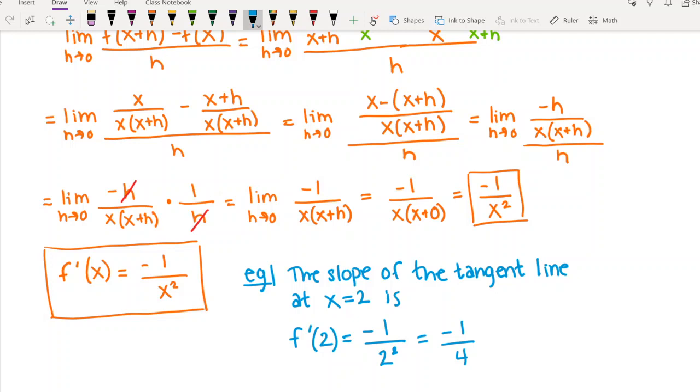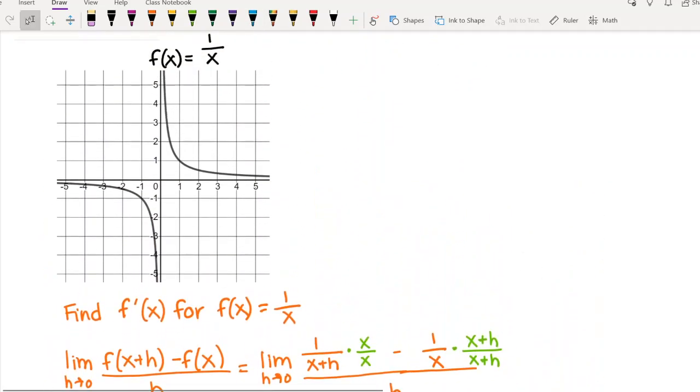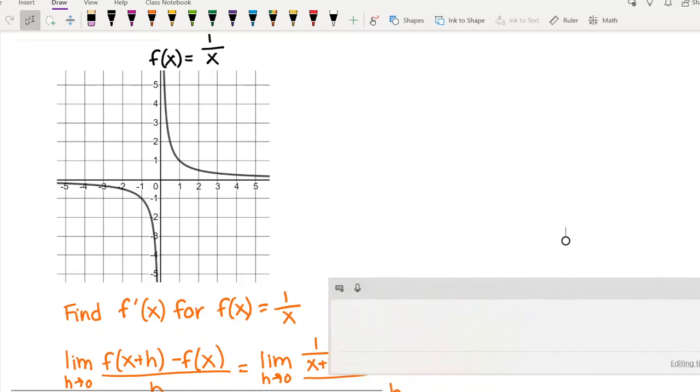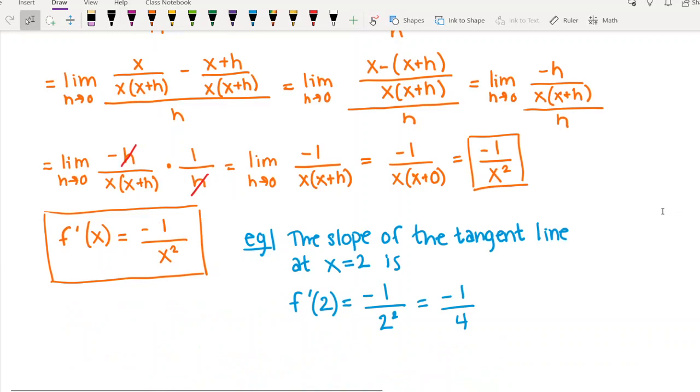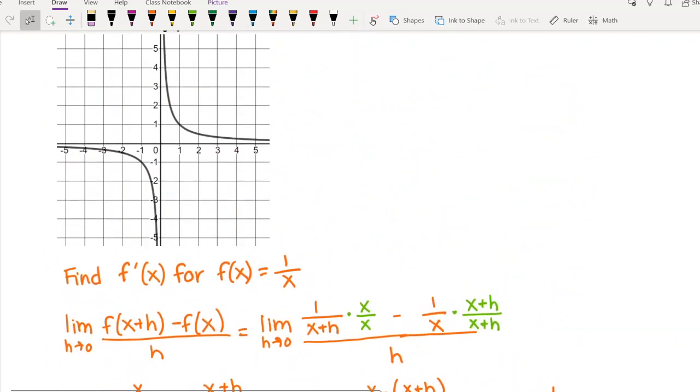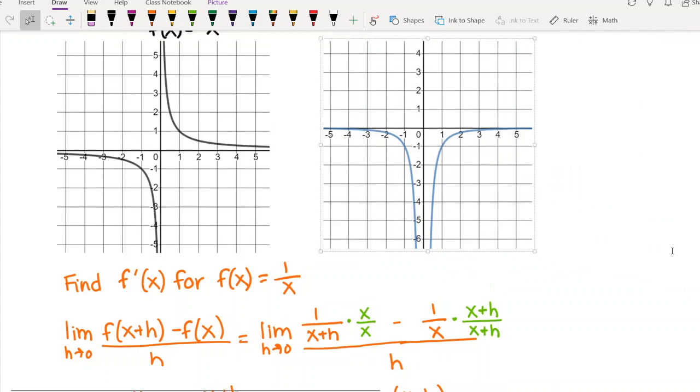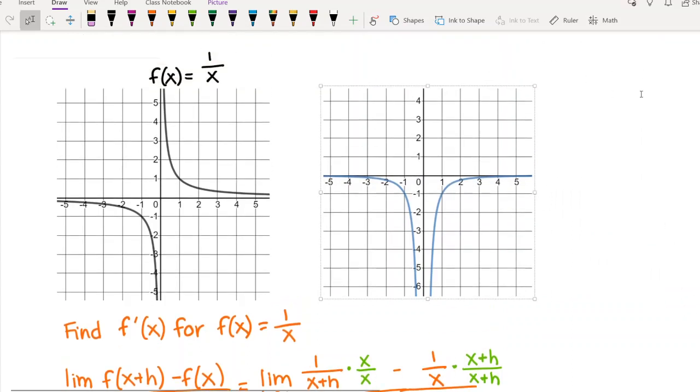Okay, so I want to compare the graphs of our original function and the derivative. So this is our original function, and then I have the derivative one hiding over here. Okay, there we go. So that is the graph of the derivative function, so negative 1 over x squared.